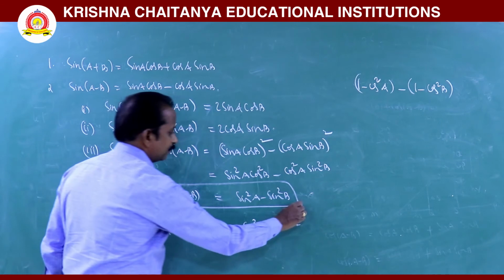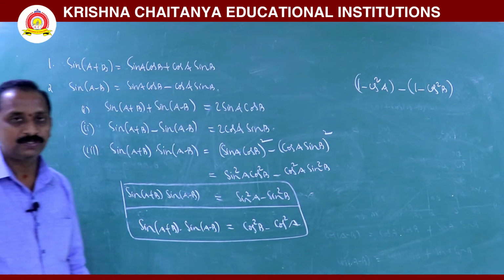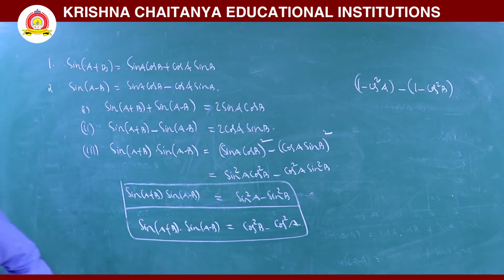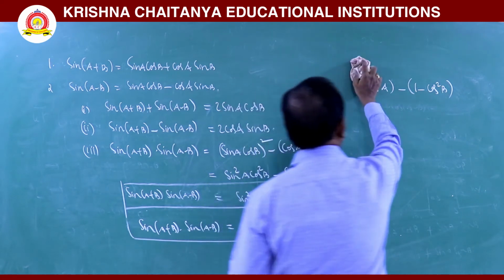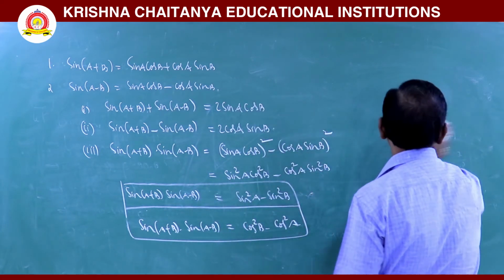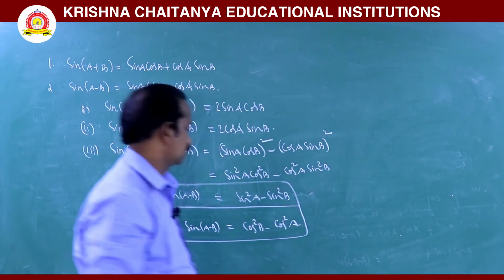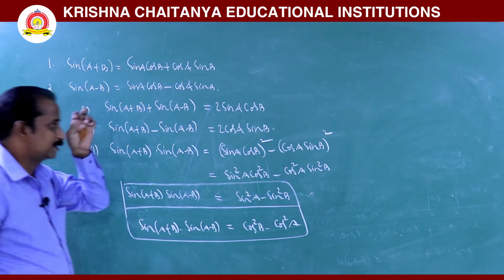So, keep in your mind sin of (a plus b) into sin of (a minus b) has two types, in terms of sine and in terms of cosine. In terms of sine, it is nothing but sin square a minus sin square b. In terms of cosine, it is nothing but cos square b minus cos square a. And again move to the third one.